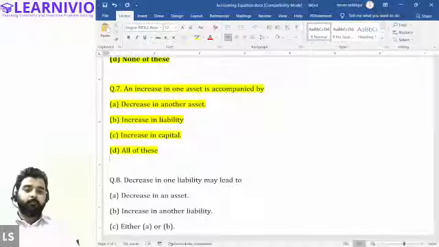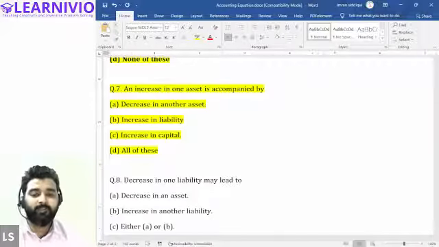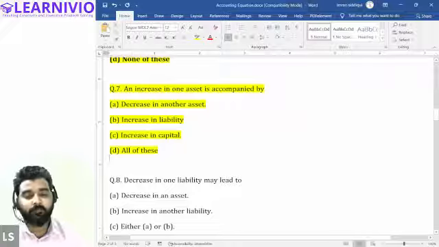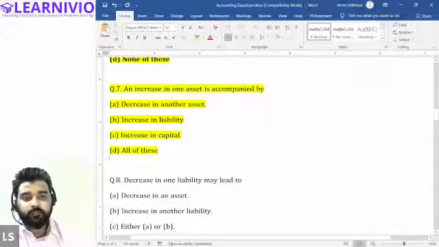Answer: all of these. Halima? Option D. Correct, all of these is the correct option, because any increase in one asset may lead to a decrease in another asset. It may also lead to an increase in the liability. It may also lead to an increase in the value of capital. Sir, may, right? Not always. Yes, that is what I'm saying. Okay.